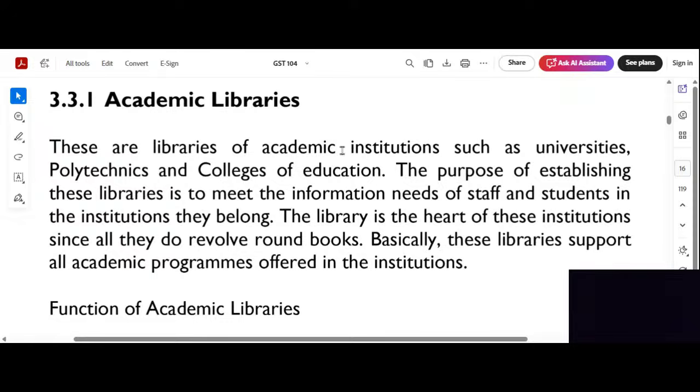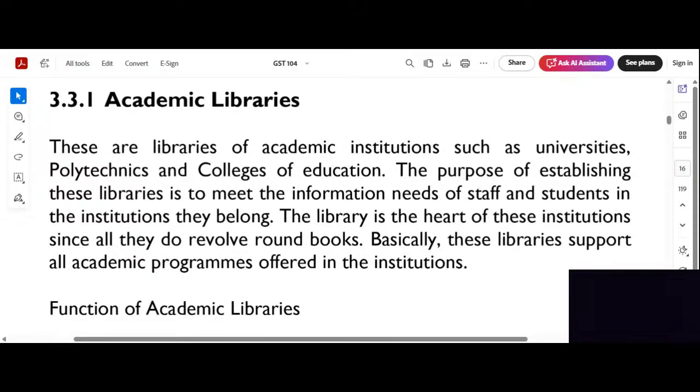These are libraries of academic institutions such as universities, polytechnics, and colleges of education. So higher institutions, the libraries you find in them, are referred to as academic libraries.